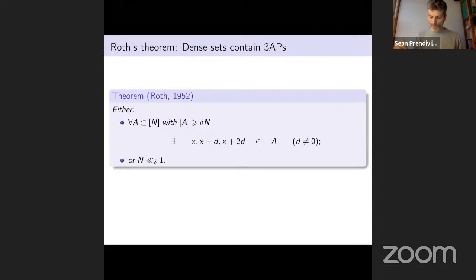Or the second possibility is, once you fixed your density, the length of the interval was small in terms of that density.